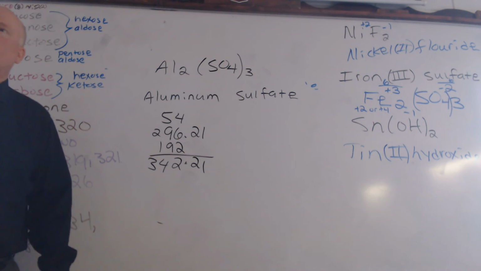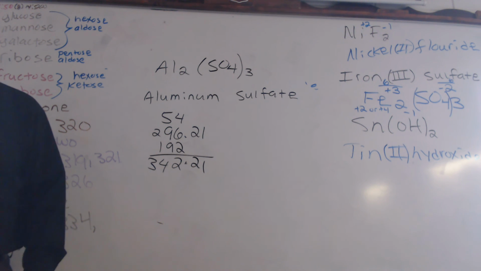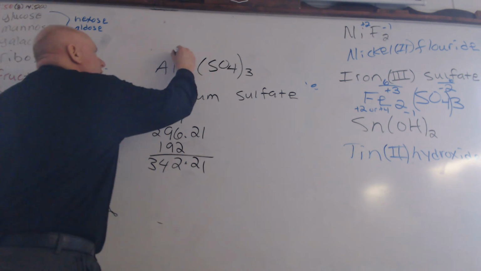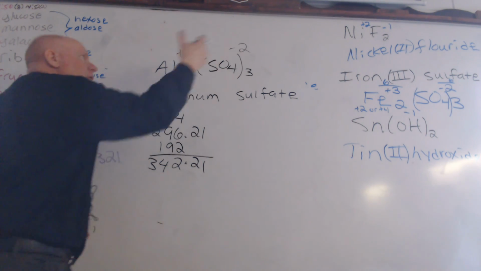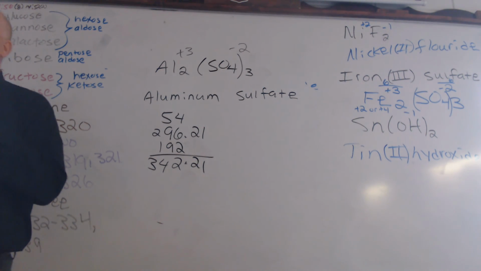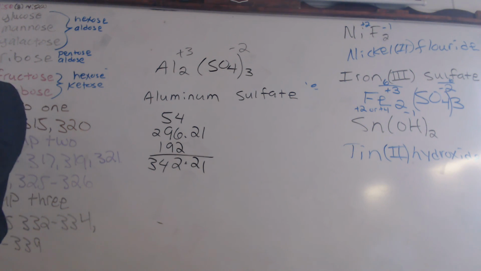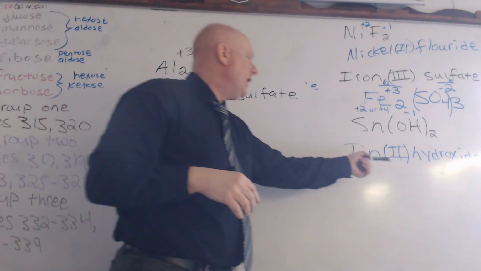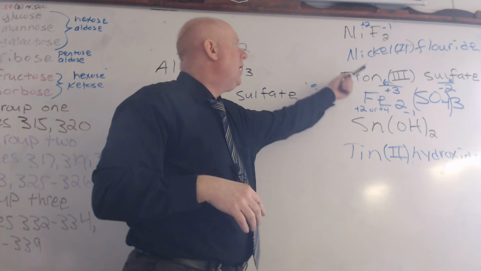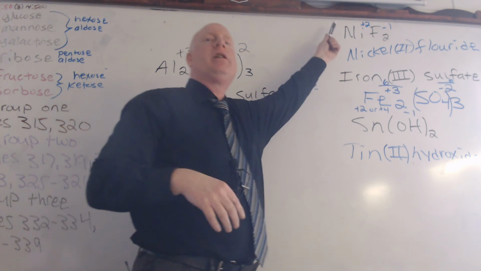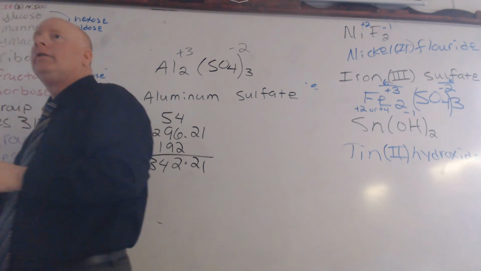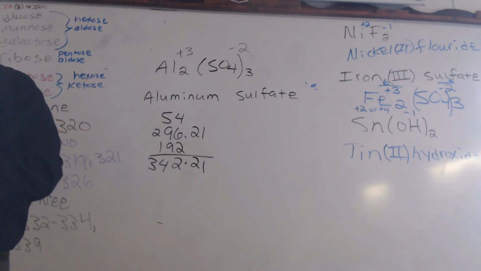Okay, how many different types of charges does aluminum have? It only has a +3. So +3 minus 2, that adds up to 0. It only has one type of charge, +3 only. That's unlike tin that has 2 different types of charges. Iron has 2 different types of charges. Nickel has 2 different types of charges. That's correct. So for an alkali earth metal, you don't have to do the charge, because it only has one type of charge.